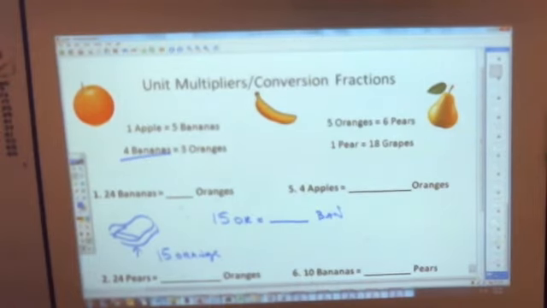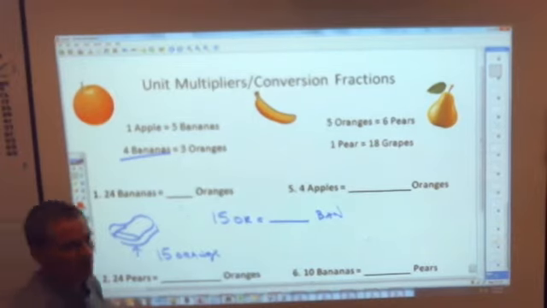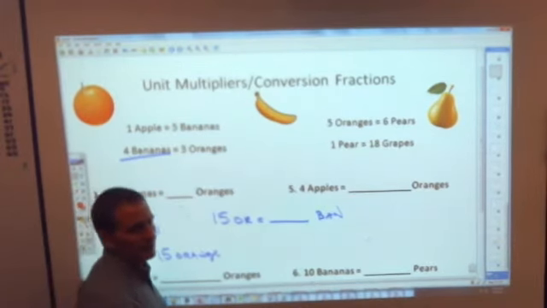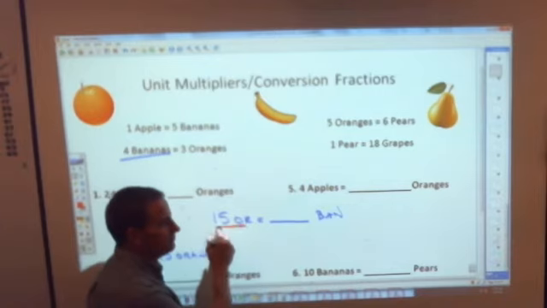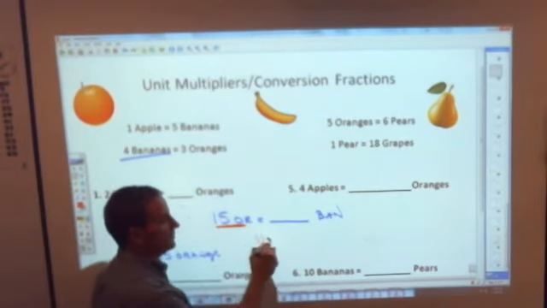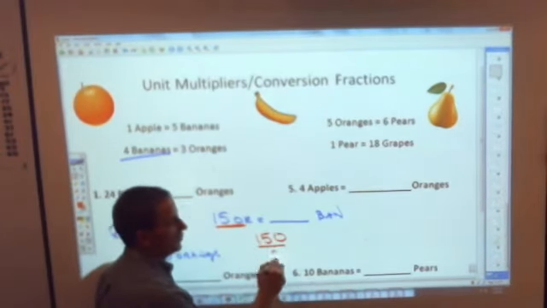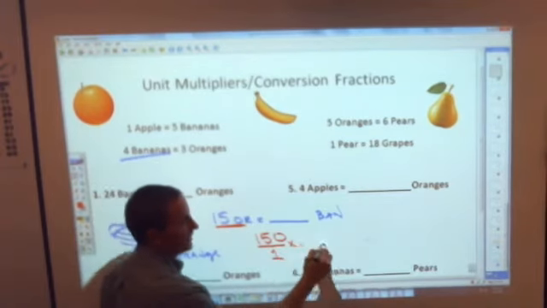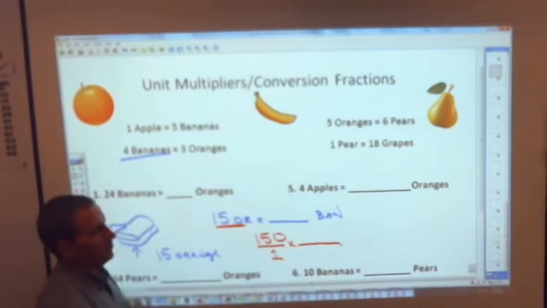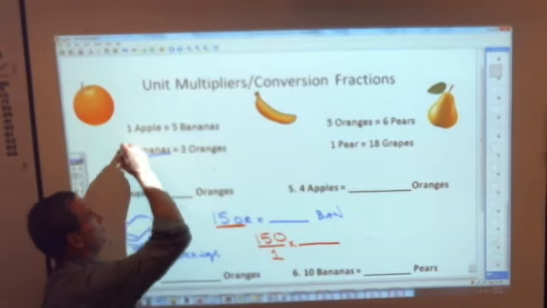I'm not going to think about it because I'm going to use the multipliers, using the same rule. What's my first step? Take what I do know, put it over 1. What do I know? I know 15 oranges. I put that over 1. I need to multiply that by the unit multiplier that has both oranges and bananas in it, which is right here.